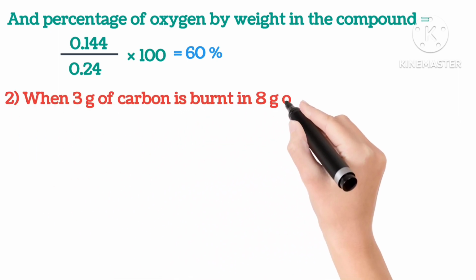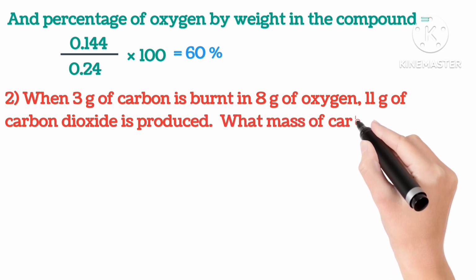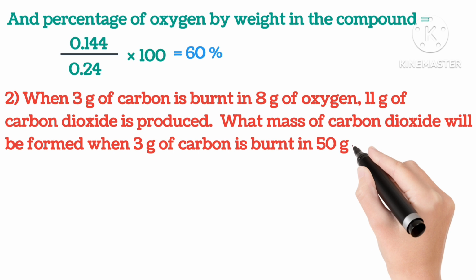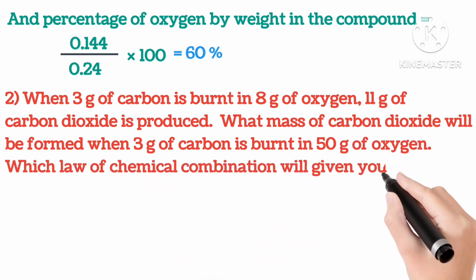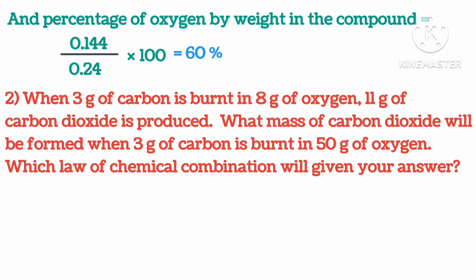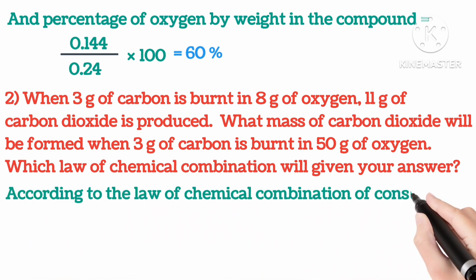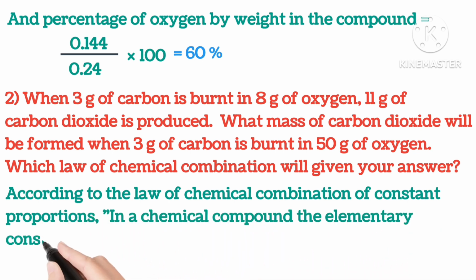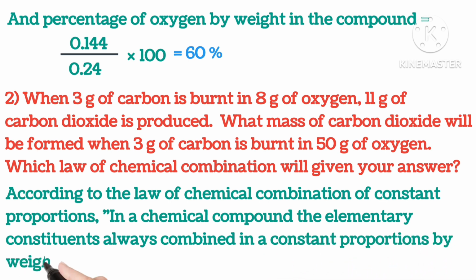When 3 grams of carbon is burnt in 8 grams of oxygen, 11 grams of carbon dioxide is produced. What mass of carbon dioxide will be formed when 3 grams of carbon is burned in 50 grams of oxygen? Which law of chemical combination will give your answer? According to the law of constant proportions, in a chemical compound, the elementary constituents always combine in a constant proportion by weight or mass.